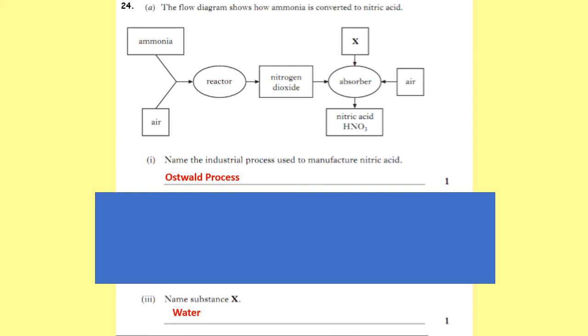is water. So that has been a very brief and quick summary of the Ostwald process, and that finishes our more detailed look into how fertilizers are manufactured, or at least how some of the materials used to make fertilizers are manufactured. I'll catch you next time.